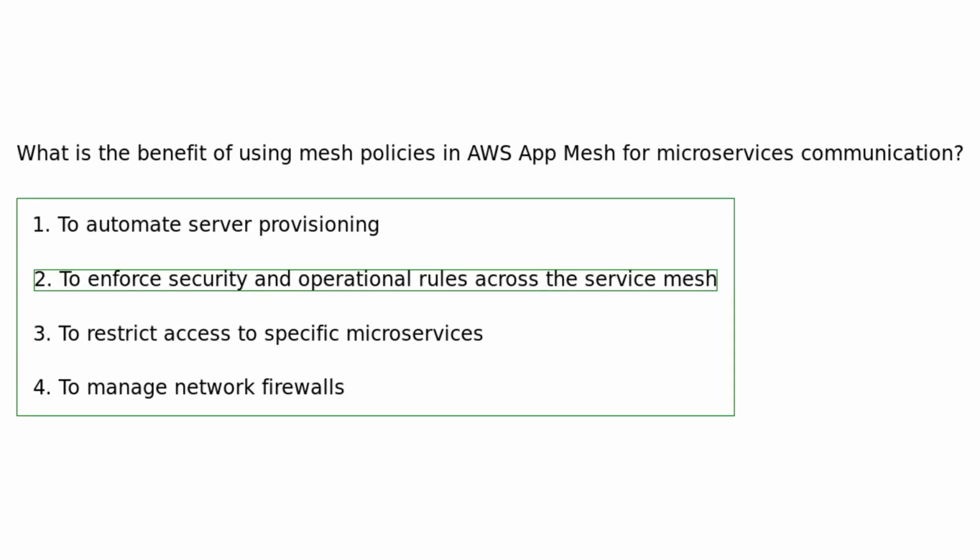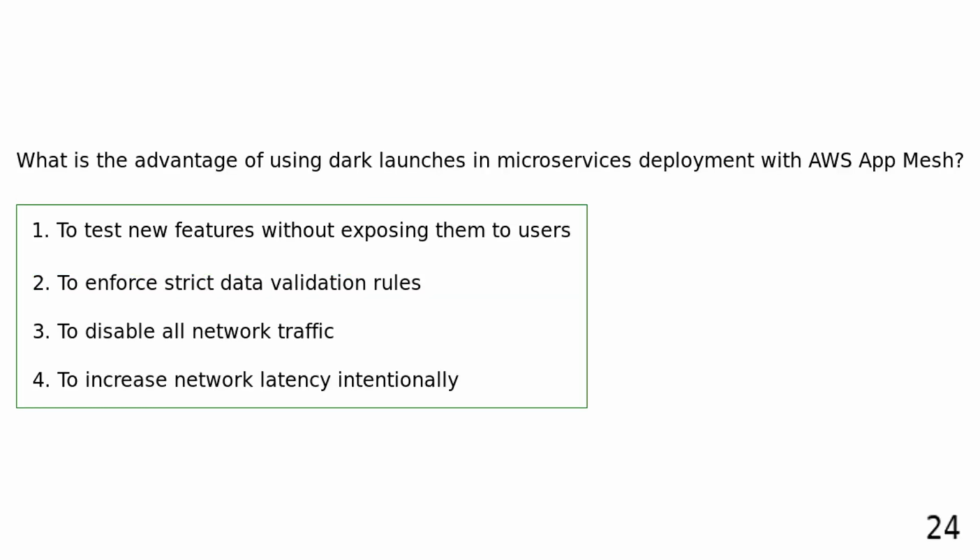Mesh policies in AWS App Mesh help enforce security and operational rules across the service mesh, ensuring compliance and consistency in communication pathways. What is the advantage of using dark launches in microservices deployment with AWS App Mesh?